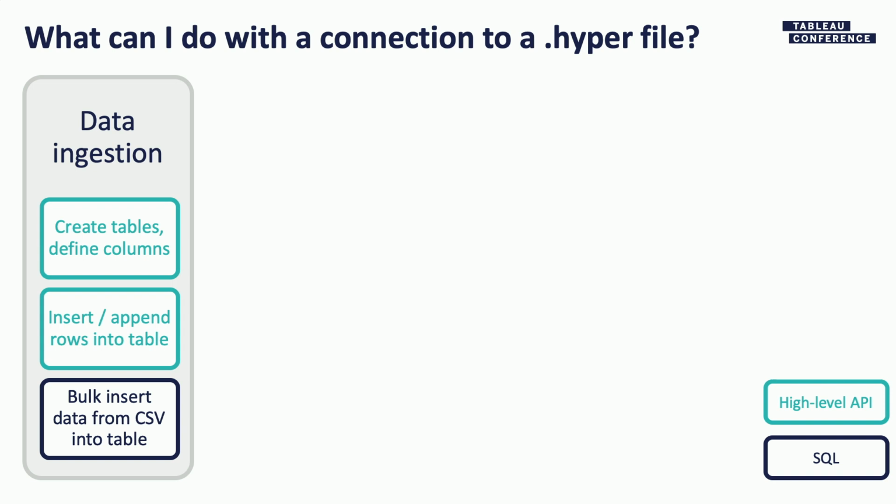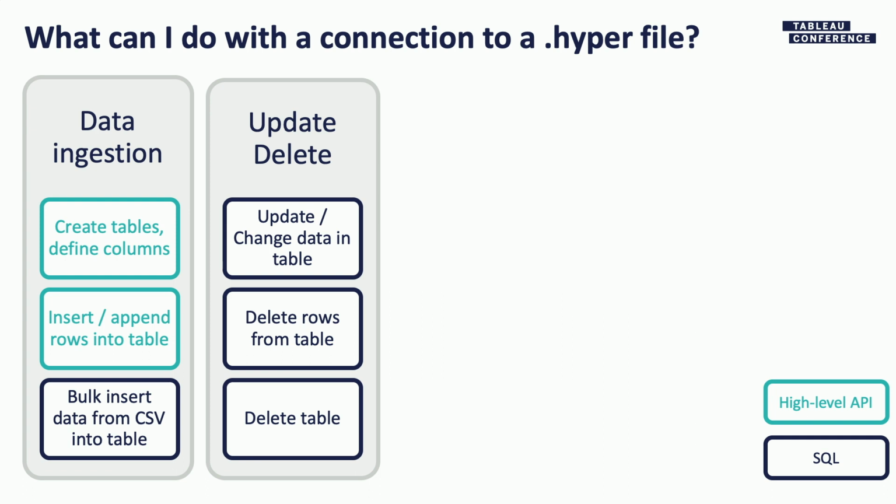For example, here, you can create tables and define columns. You can insert and append rows to a table. That can be done through classes. You can also do bulk insertion from CSV into the table, but for that, you need a SQL statement. But that's really fast. So if you have CSV data, consider doing that. It's way faster than reading the CSV data yourself and trying to insert it. And it's also less code. It's just one line. Hey, here's a CSV file. Please put it into the table.